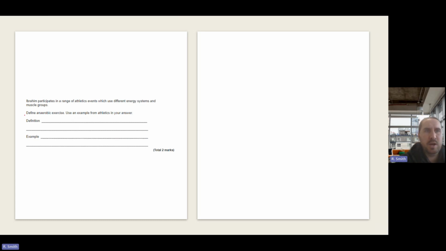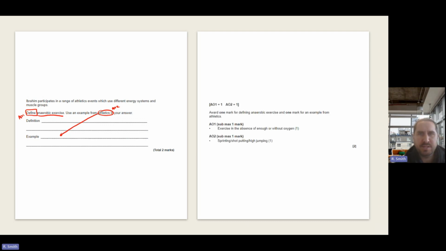Here you can see that we are needing to define. So that's assessment outcome 1, just give me the information, and it's anaerobic exercise. The AO2 context has already been provided, so it must come from athletics. So we're looking at anaerobic exercise here. So this would be exercise in the absence of oxygen. And an example, let's keep it nice and simple, will be something like a 100-meter sprinter.